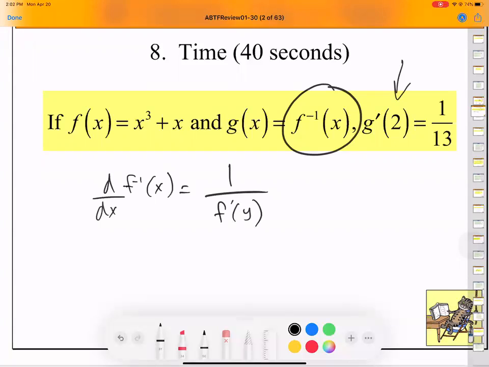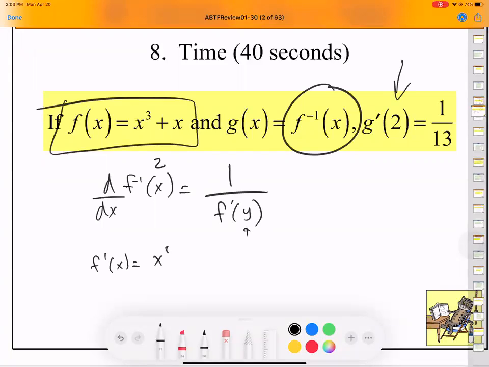So if this is 2, we want to figure out what the other value is going to be. Okay, so let's see. Do you guys remember we take the derivative of this? So f prime of x is equal to 3x squared plus 1, and then we plug in... not 2.